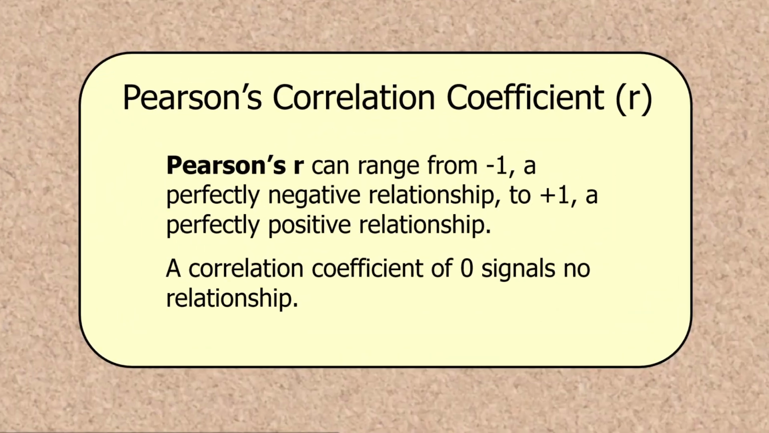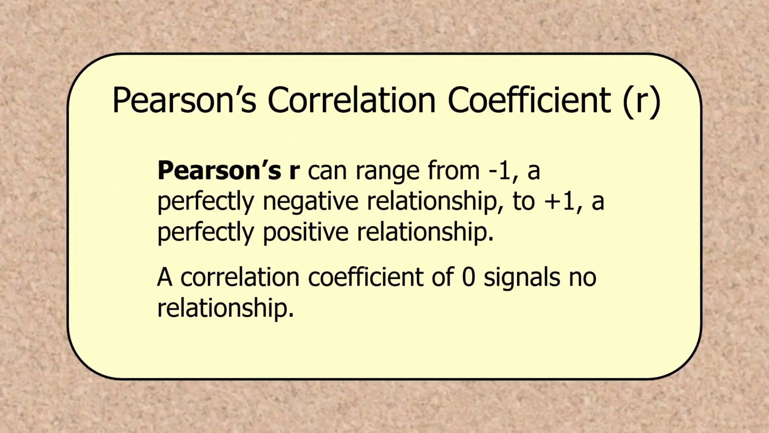Let's talk about Pearson's r here. As you probably know, Pearson's r can range from -1, which would be a perfectly negative relationship between two variables, to +1, which is a perfectly positive relationship between two variables. A correlation coefficient near 0 signals no relationship. As you change the independent variable, you're not changing the dependent variable.